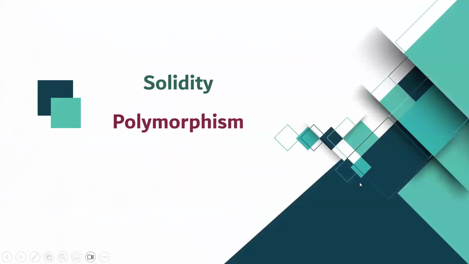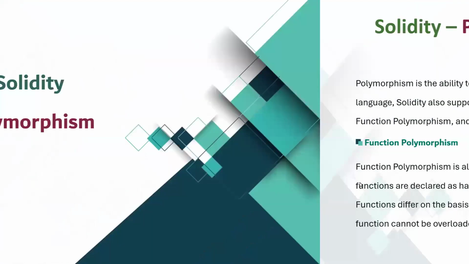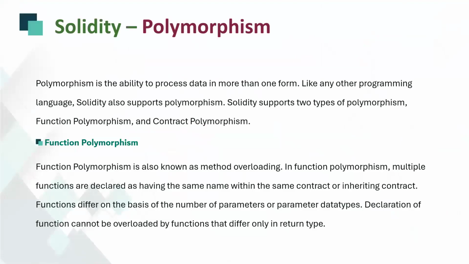Polymorphism in Solidity refers to the ability to process data or interact with contracts in multiple forms. It allows you to write code that can handle different types of data or contract instances without needing to know their specific types at compile time. Solidity supports two types of polymorphism: function polymorphism and contract polymorphism.